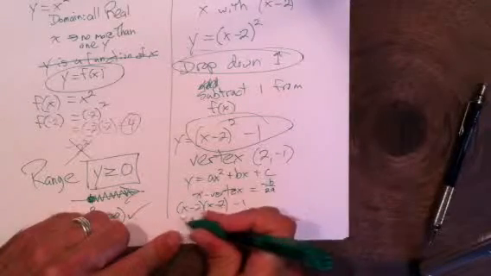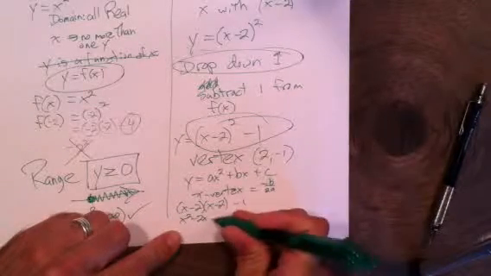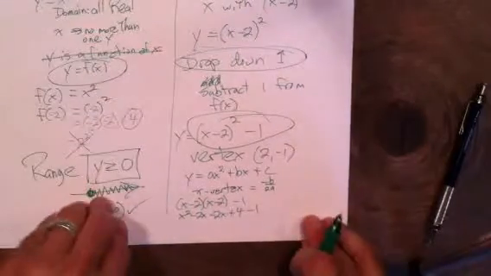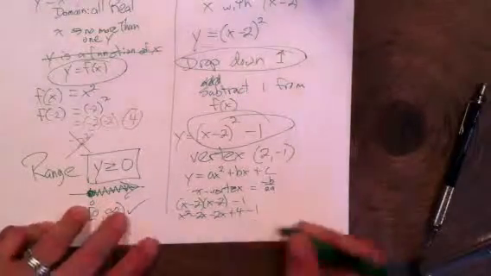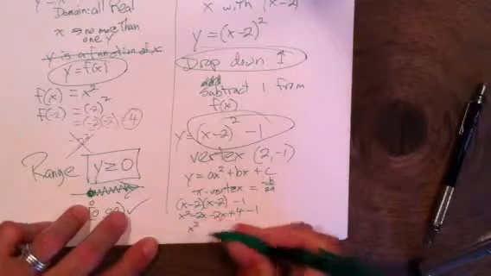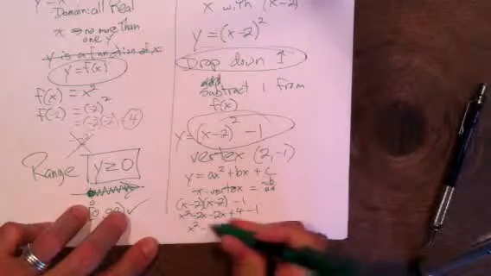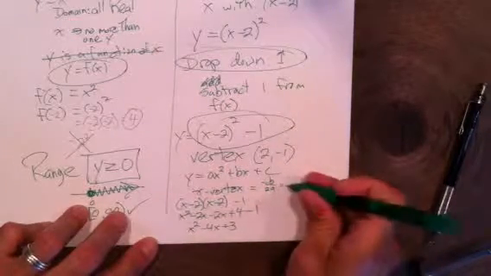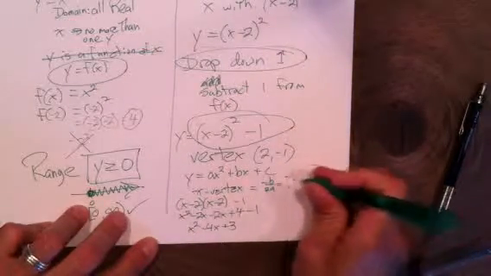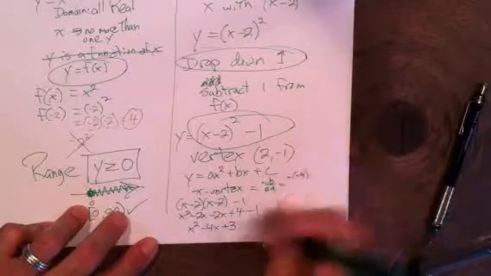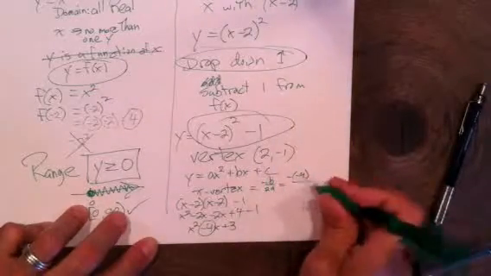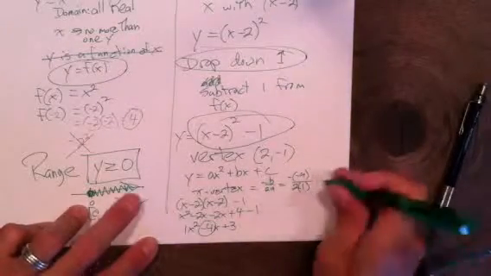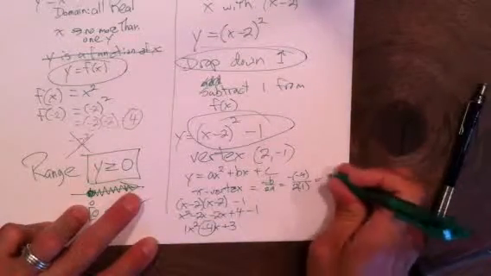Well, multiplying that out gives me x squared minus 2x plus 4. Minus 1 is still chilling out there. Cleaning up like terms, I get x squared minus 4x plus 4 minus 1 is plus 3. The negative b over 2a gives me the opposite of negative 4. That's b over 2 times 1, because that's 1x squared, which gives me 4 over 2, which is 2.